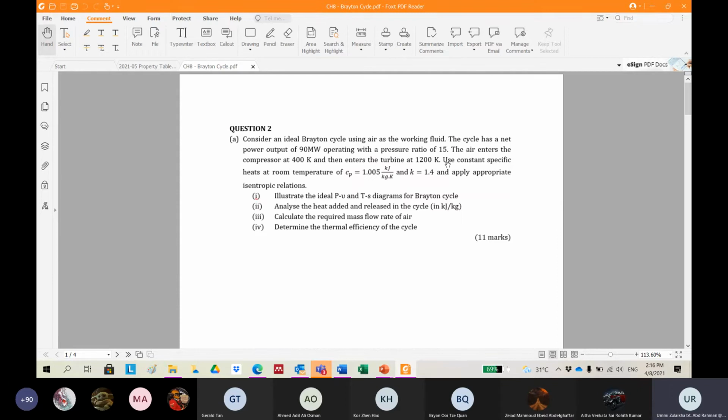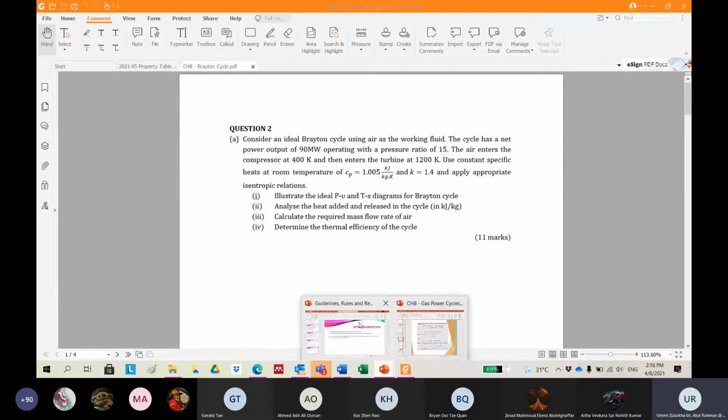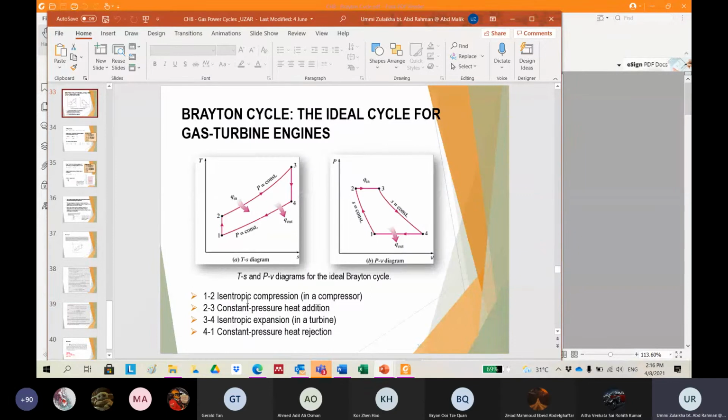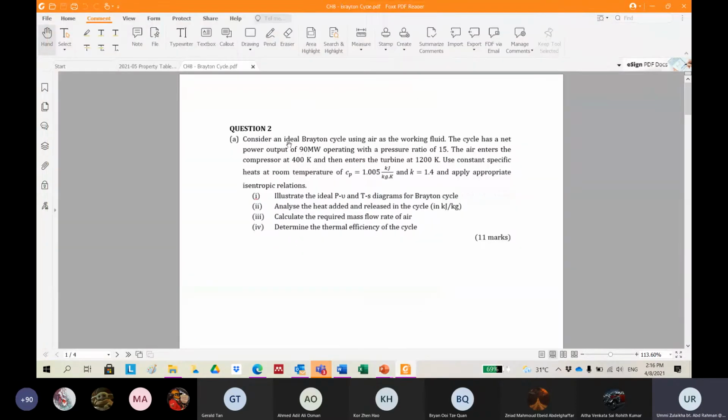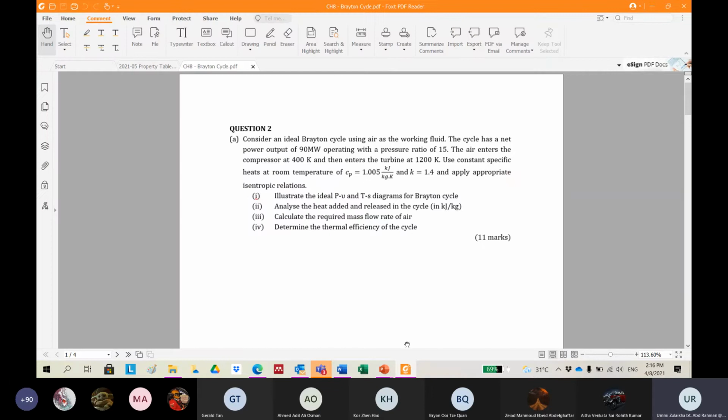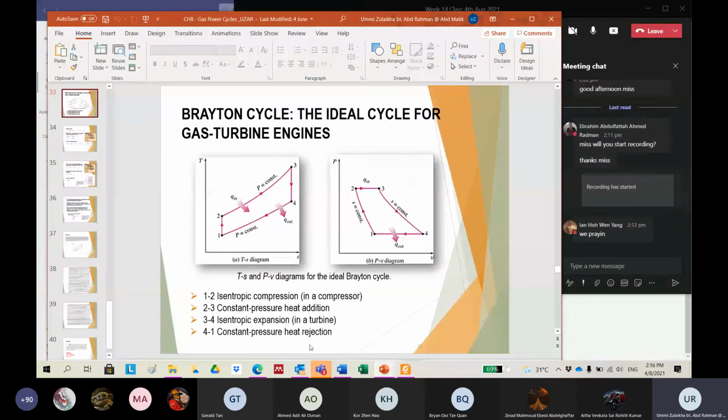The question stated that air enters the compressor at 400 and enters the turbine at 1200. If we look at this diagram, compressor and turbine, entering the compressor means that is T1. So 400 K is the temperature at 1, because that is where it enters the compressor. And when it enters the turbine, where you have the expansion, that would be T3.